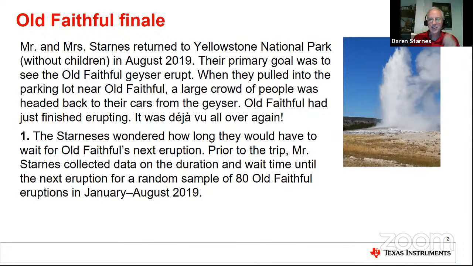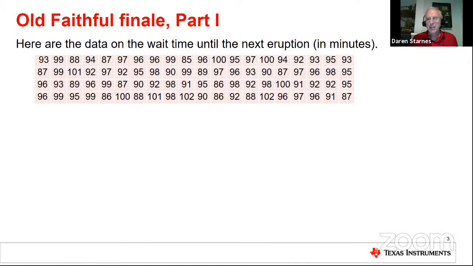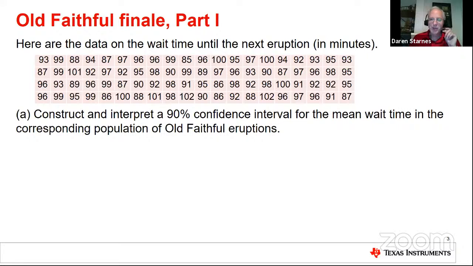So I had that data set, and I managed to type them all in, and then decided I would send them off to Curtis. So the problem we'll be doing shortly after we figure out how to get all that data into the calculator is we're going to construct and interpret a 90% confidence interval for the mean wait time for the corresponding population of Old Faithful eruption.